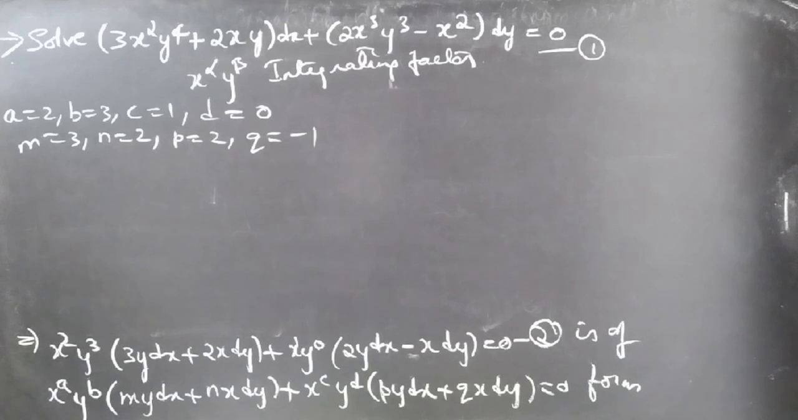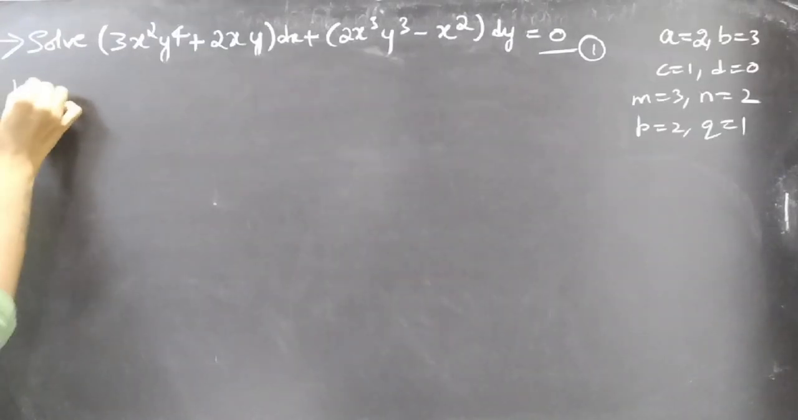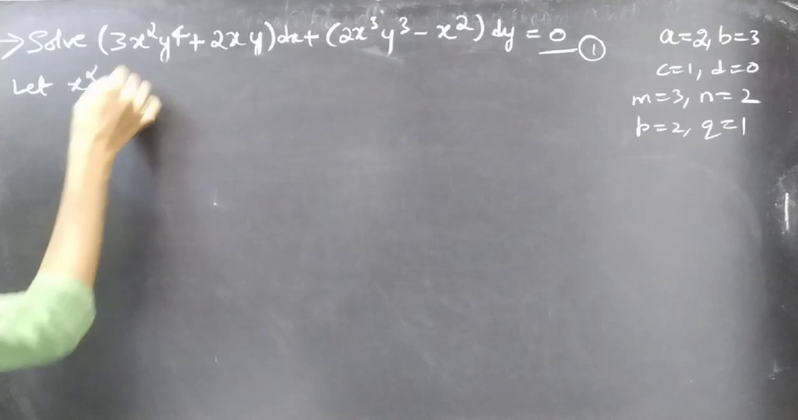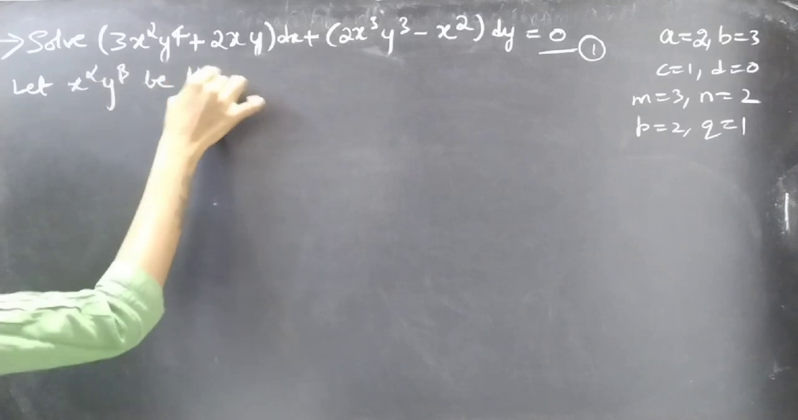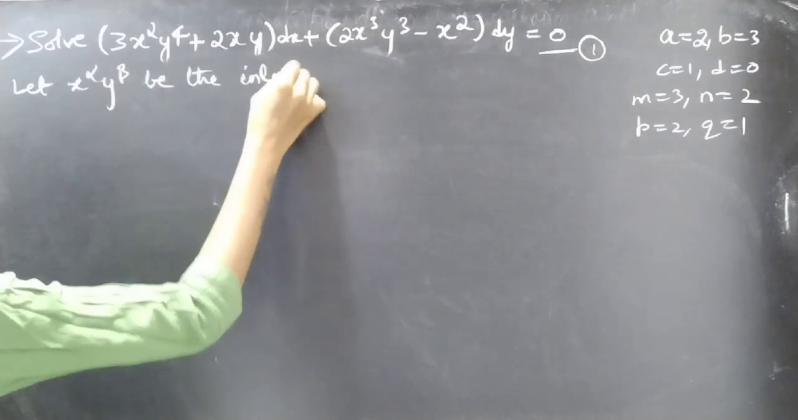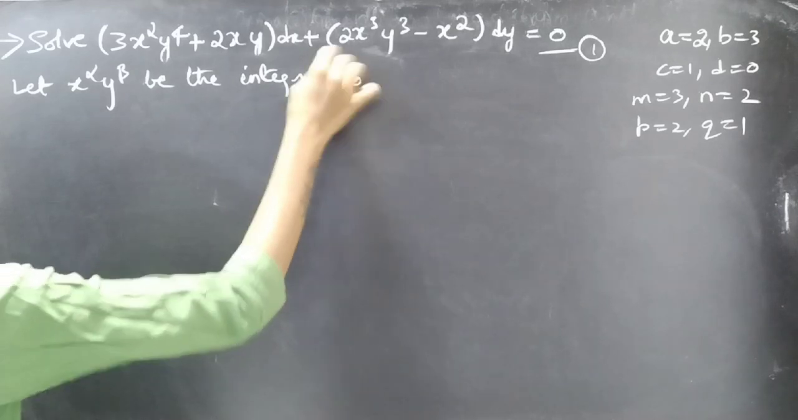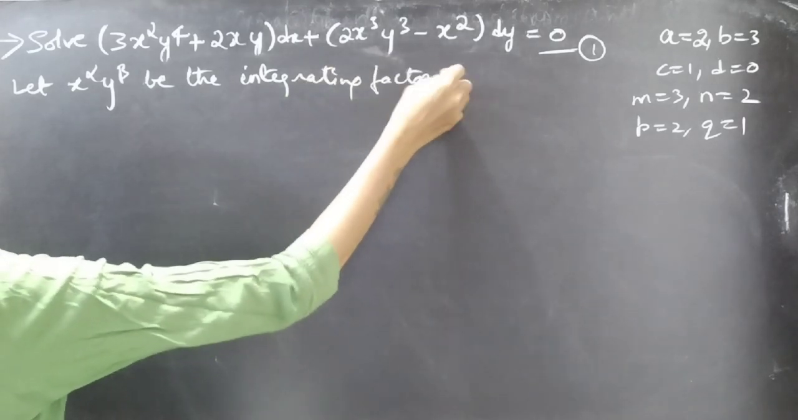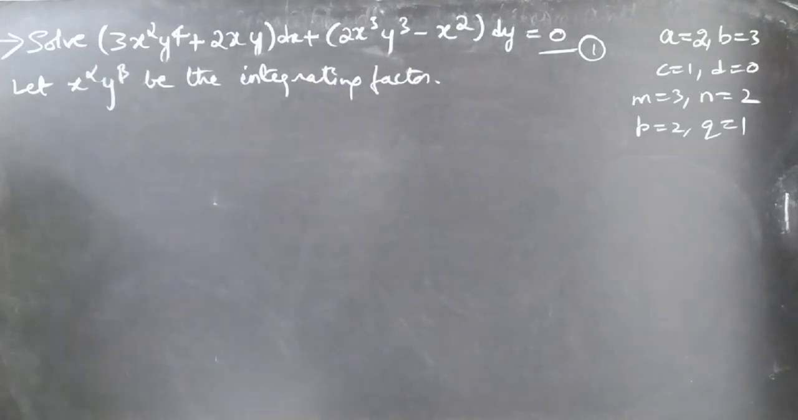Fine. Since the given differential equation is of this form, here x power alpha y power beta will be the integrating factor. Let x power alpha y power beta be the integrating factor. Here we need to find the values of alpha and beta.